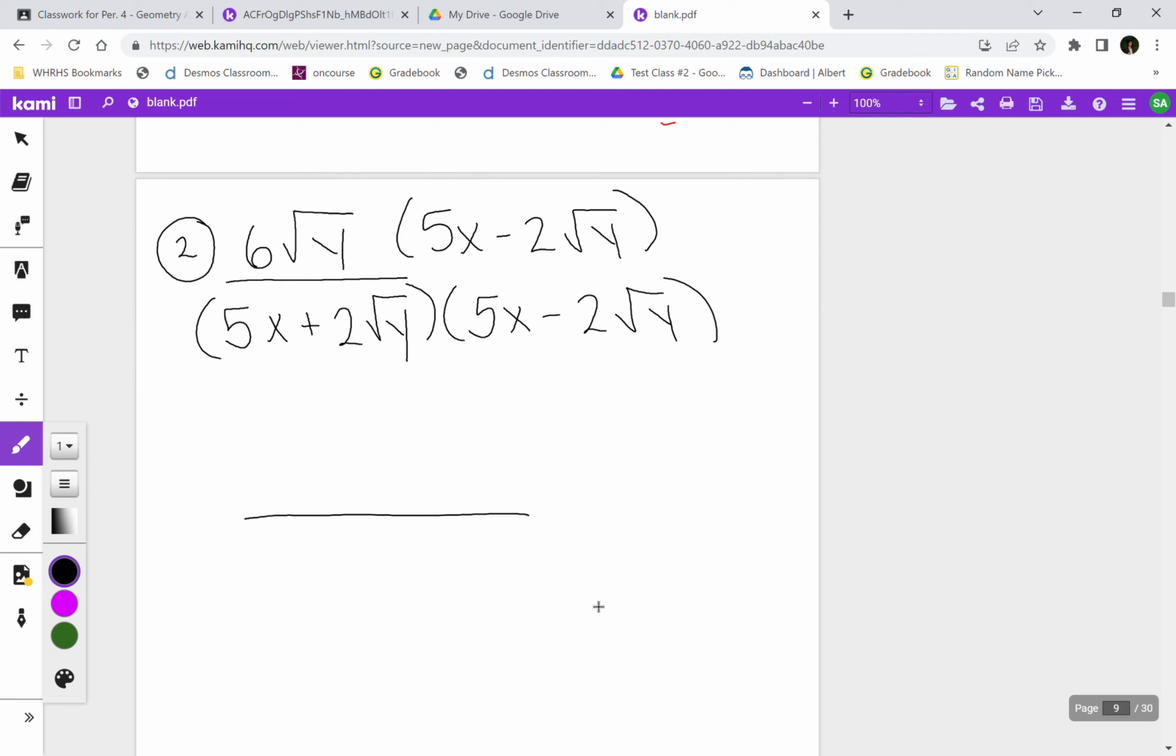So in our denominator, I'm going to multiply the outers. We're going to get 25x squared. And what's 2 root y times negative 2 root y? Negative... nobody? 4y, you got it.